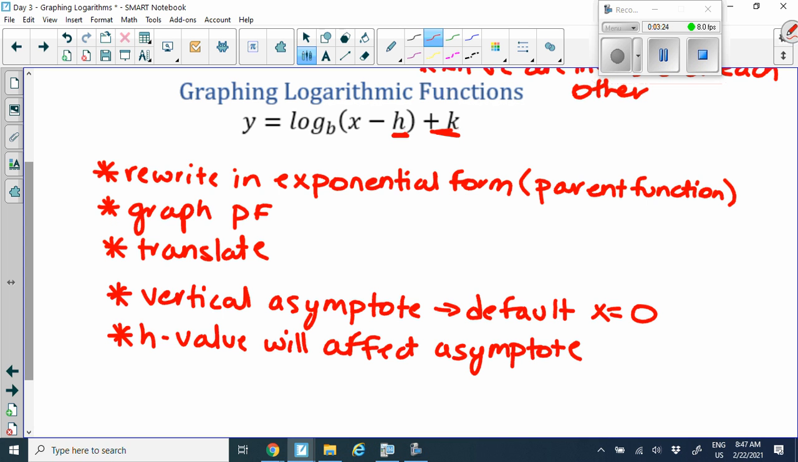And once again, h and k is the same as we've done. H talks about going left or right. Remember, if it's x minus h, we go right. X plus h, we go left. And then k goes up and down. So positive k goes up, negative k goes down, okay? Okay, let's go ahead. We're going to do that for our next few problems.